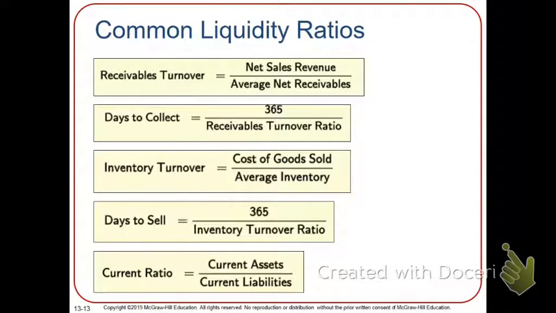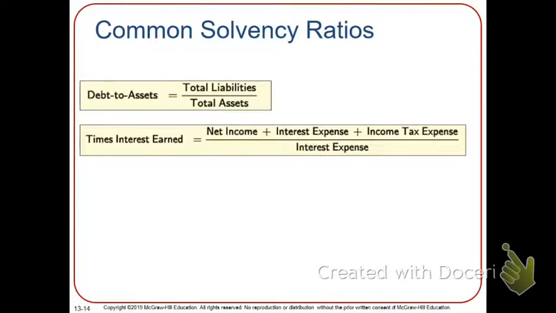Liquidity ratios are all about how quick. Current ratio, inventory, receivables. How quick can we sell things? How quick do we collect our money? And our current ratio. And our solvency is our debt to asset and our times interest earned.